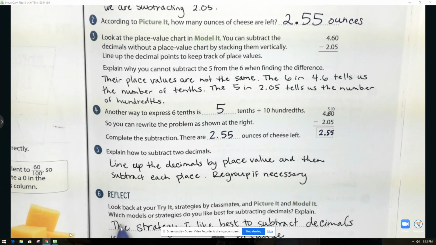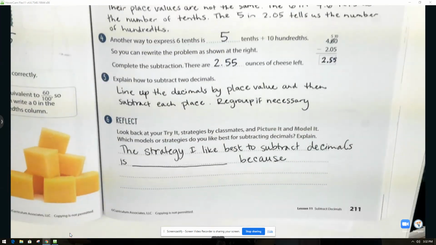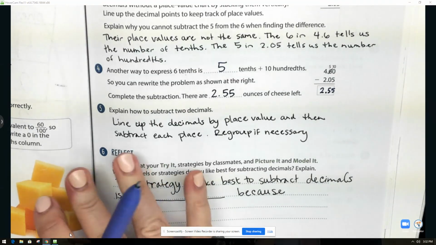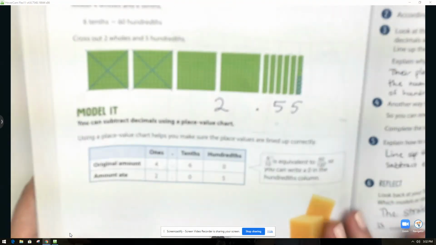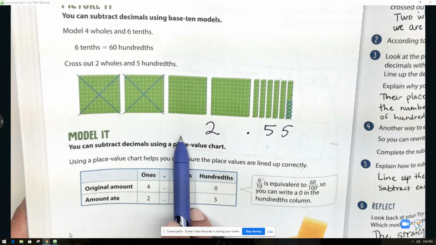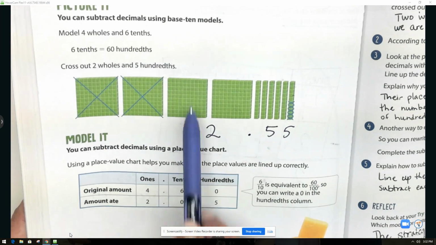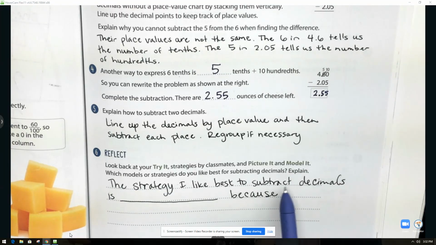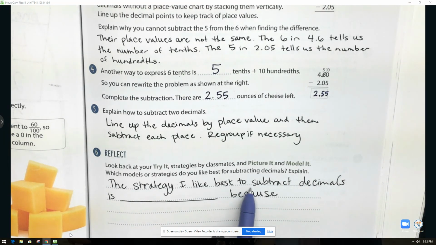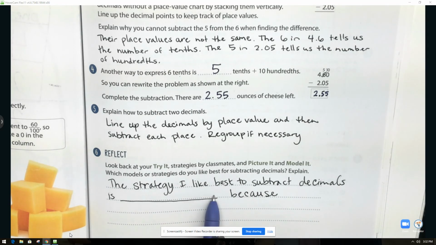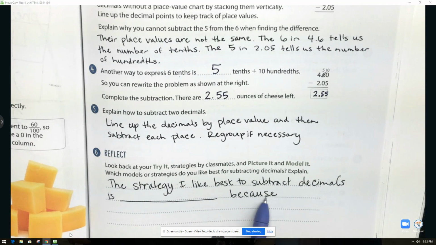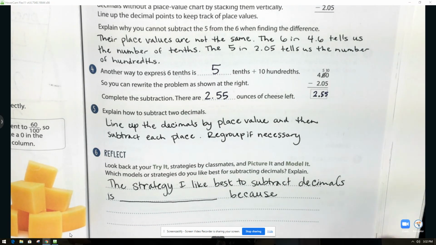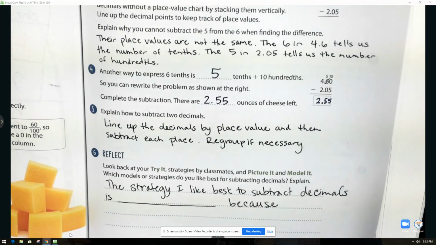So now I want you to reflect and look back on what we've learned today. And I want you to think about what strategy you like best. Today, we saw two different strategies. We saw the base 10 model strategy and the place value strategy. When you're looking at these two different strategies, which is the strategy you prefer when subtracting decimals? The strategy I like best to subtract decimals is, and then tell me the strategy you're going to choose today. You're going to choose base 10 models or place value. Because, and then tell me why. Go ahead and pause the video, do that now. And as soon as you've paused, you can go ahead and move on to page 212 with me.